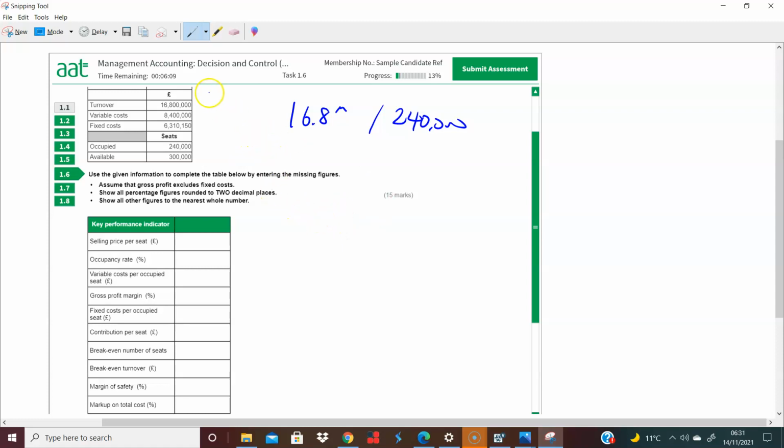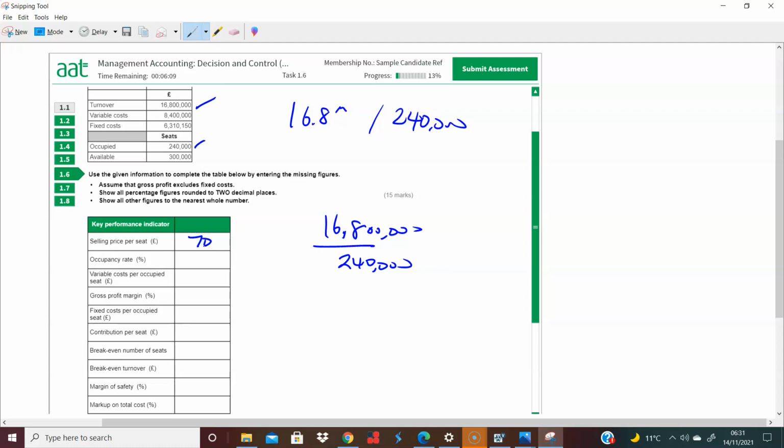on that. So you basically have the turnover divided by the number of seats that are actually occupied. That's what you sold. So 16.8 million, divided by 240,000, and let's do that. So you have 16.8 divided by 0.24 divided by 4. You have 70 pounds a seat. Right, that's the first point.